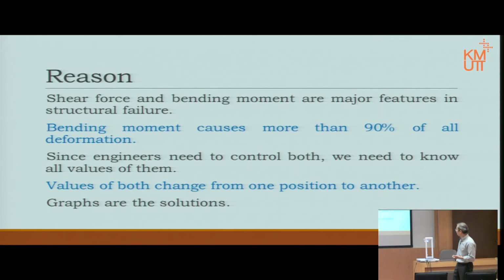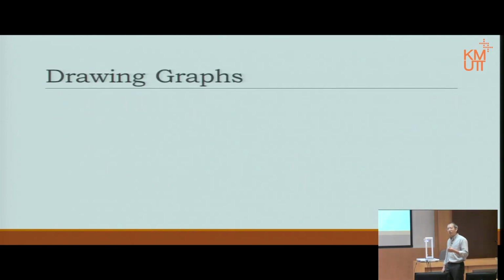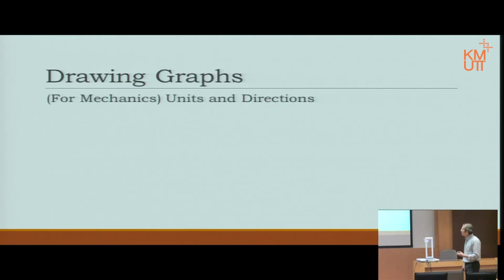Move on. How do we draw a graph? No matter what technique we use, to make sure a graph makes sense, for mechanics you need to have units and directions. Like for bending, sagging, or shear force, which side is up, which side is down. If it's axial force, whether it is tension or compression. Assign the positive on one side, negative on the opposite.